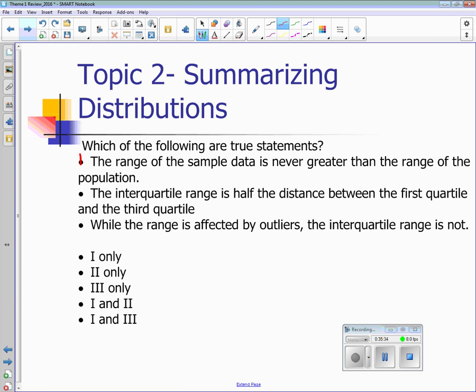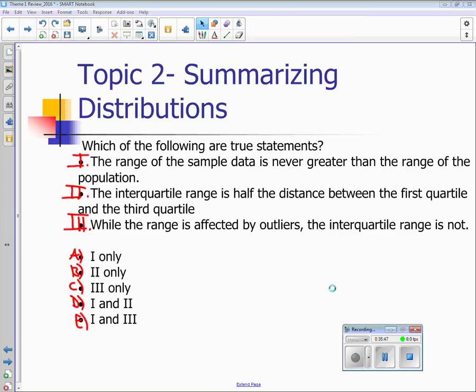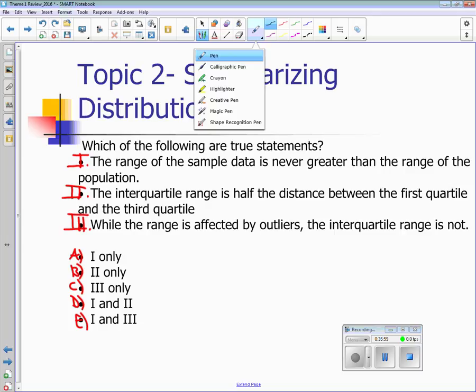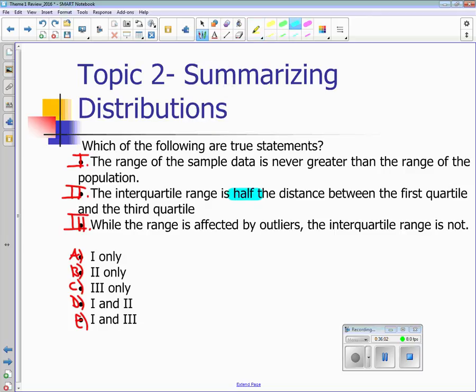Again, we have Roman numerals 1, 2, and 3. If you would kindly change those for me. Let's see if we can't figure out the answer here. There's one word in there that's wrong with Roman numeral 2. Half, right? Half, wake up. Half is the issue. We know it's Q3 minus Q1. It's not half of it, right? So half is the issue. So we can cross off that. That means that I can eliminate anything with a 2. I've eliminated 2 answers.